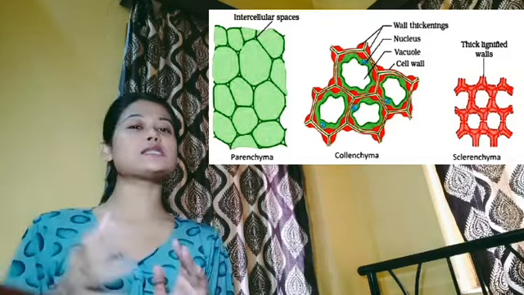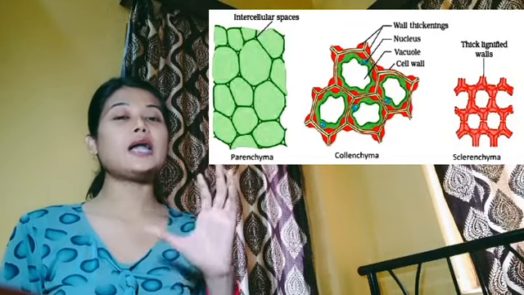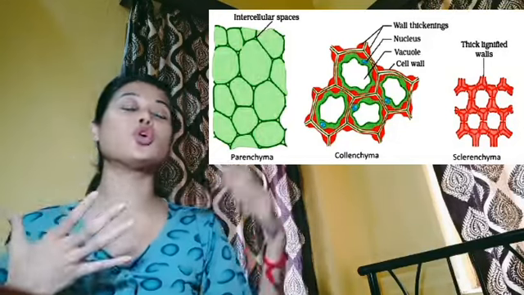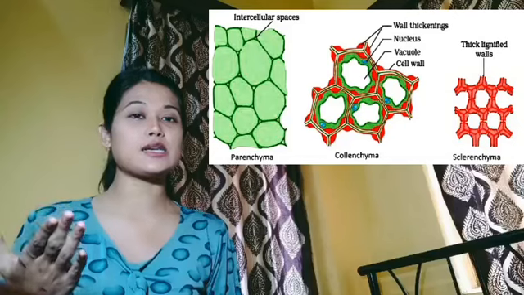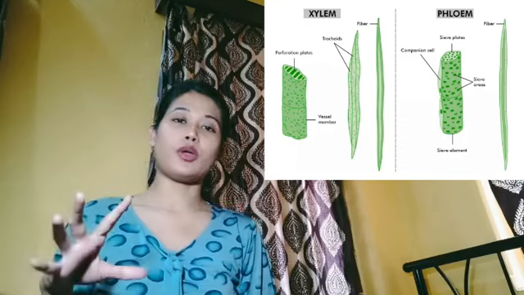Now the next one is the sclerenchyma. Sclerenchyma tissues provide a hard and stiff covering to the plants, and there is little or no space between them. I have already discussed that sclerenchyma is made up of dead cells. Now let's come to the next part, complex permanent tissues. They can be of two types, xylem and phloem.